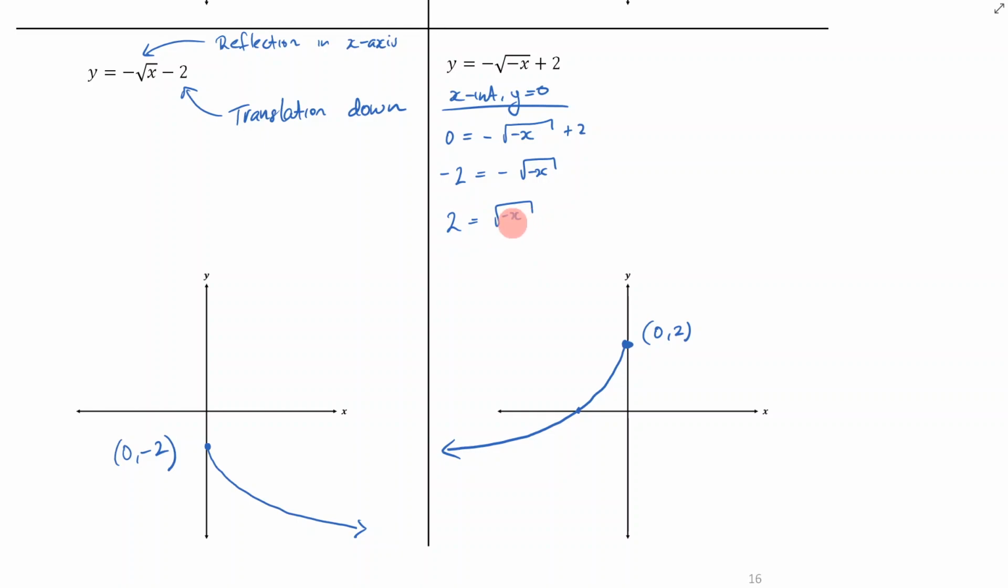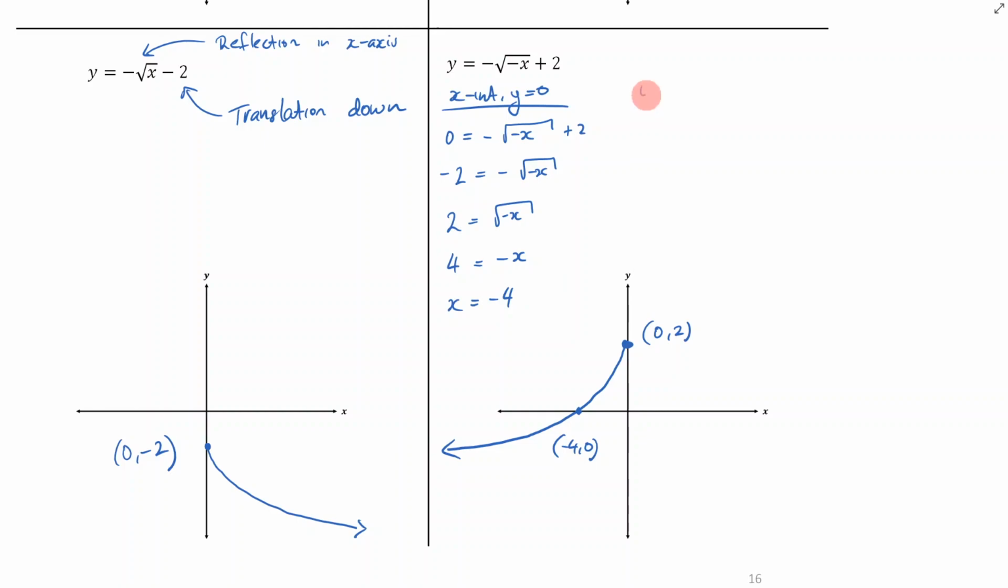I would then square root both sides. So I'm going to get 4 is equal to negative x. And then I would divide by a negative again. So that means I'm going to get x is equal to negative 4. So this point right here is going to be negative 4, 0. Really important that you feel comfortable with all this algebraic manipulation going on here. These are core skills of methods.